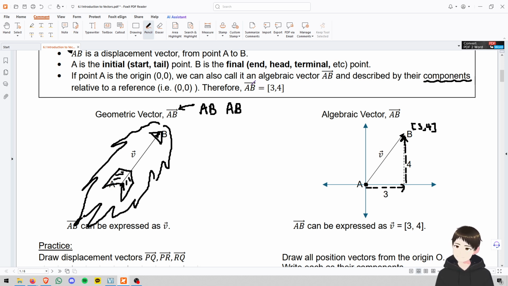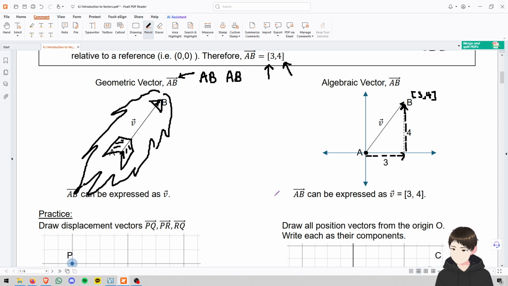If you see a vector AB described in square brackets, really important, square brackets, as 3, 4, that is not a coordinate, that is a vector. It describes the horizontal component and the vertical component. Okay, I hope that's good. So let's try these two systems.